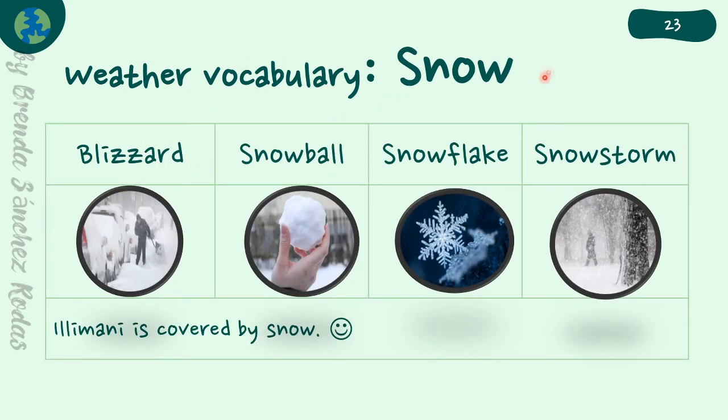So we have snow, like blizzard. Blizzard is when you have lots of snow and it's difficult to see or difficult to walk through. We have snowball, and you know this. It's like a circle of snow. Snowflake, this is a really beautiful shape of snow. And snowstorm is like a rain but with snow, and it's really heavy and cold. For example, Illimani is covered by snow.